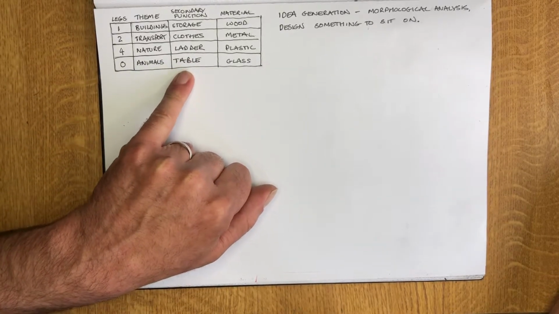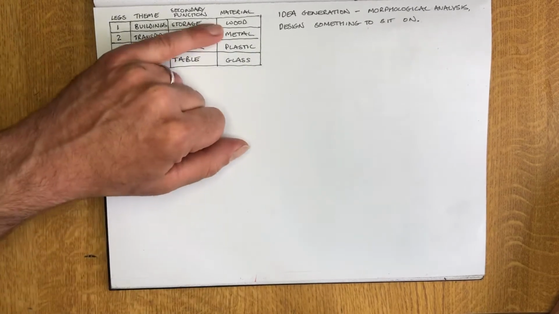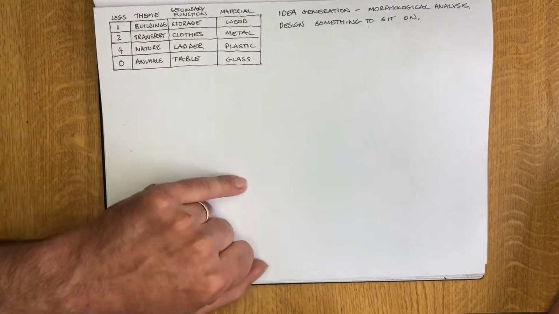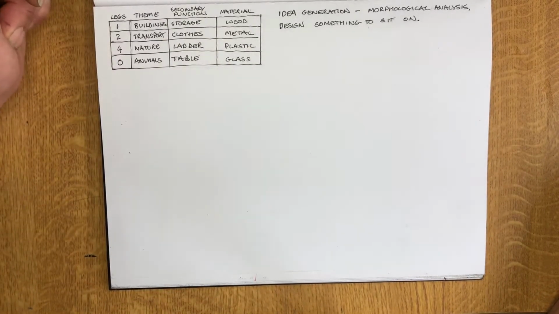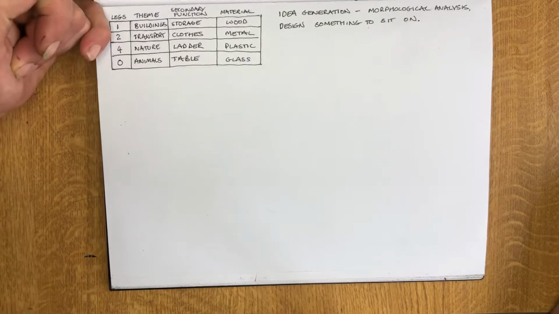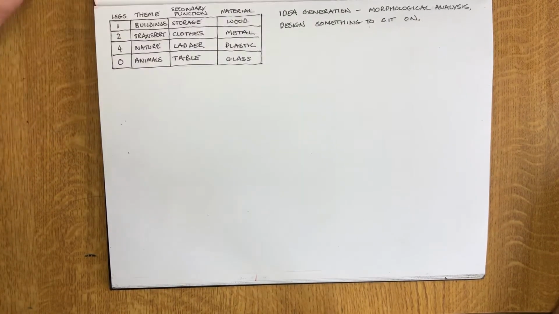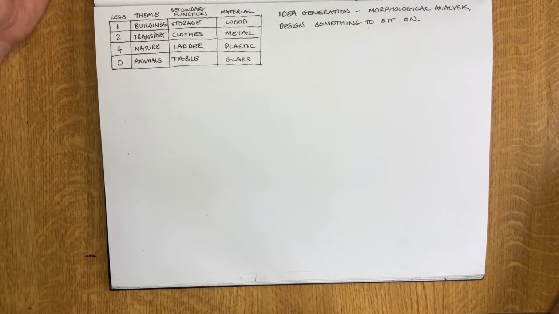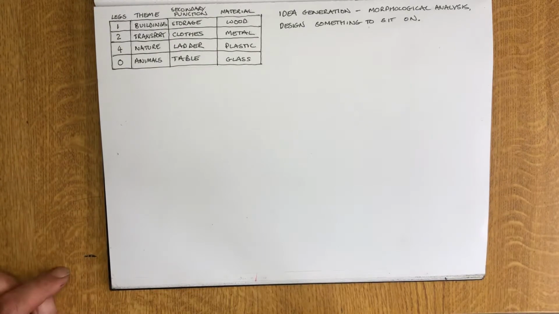Materials is another option that I've put into my table: wood, metal, plastic and glass. Feel free to put whatever options you want into your table, but try and separate them into different categories. So themes, secondary functions, materials. You might have a target market if you're looking at a specific target market, that kind of thing. So feel free to copy my table or come up with your own.